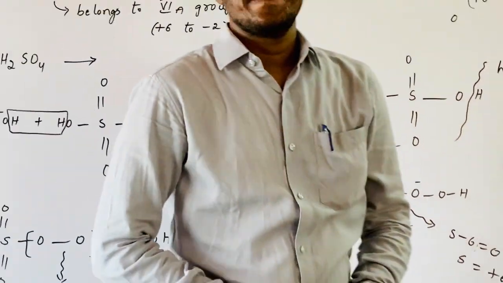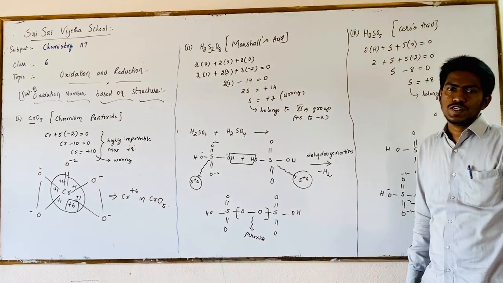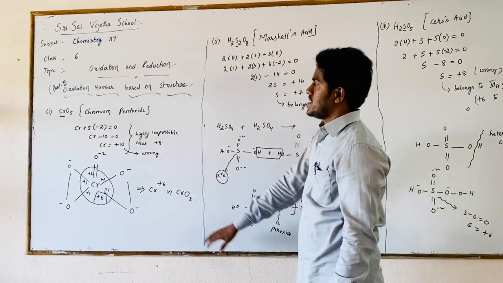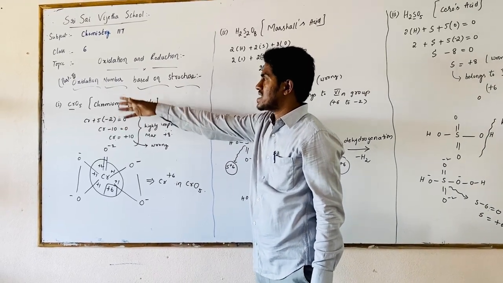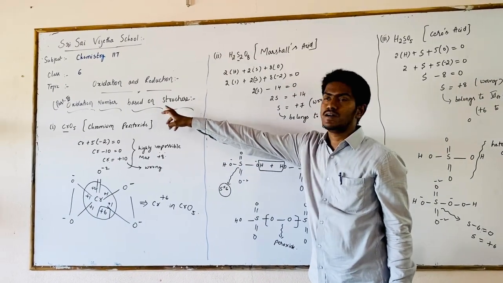In this session, we found the oxidation number of a particular element based upon the structure of the given organic or inorganic compound. It is the end of the oxidation number topic.